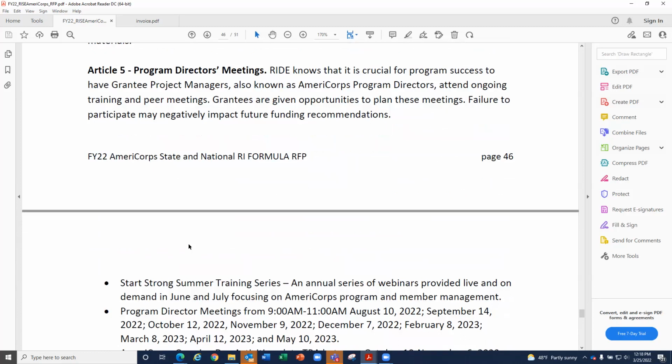Article 5 talks about program directors meetings. So you, of course, will have individuals at your organization that have their own titles, but in general, we identify the language program director to be the primary contact of the Americorps grant, the individual who regularly is involved in managing the grant or managing the Americorps members themselves. And we convene program directors frequently.